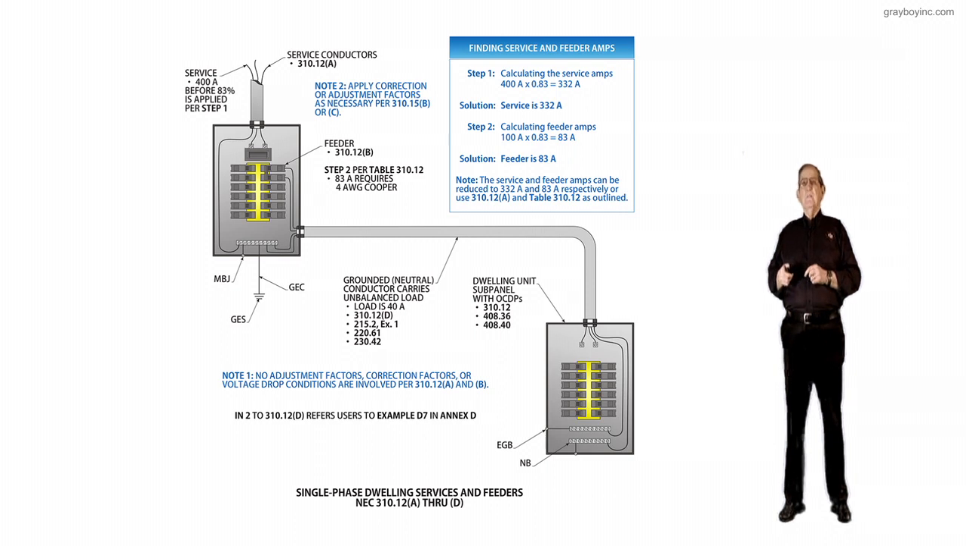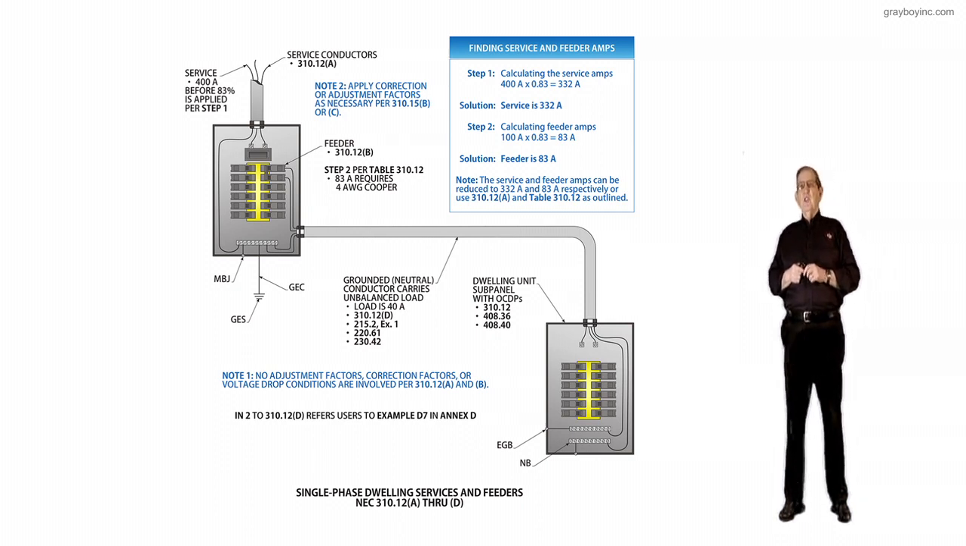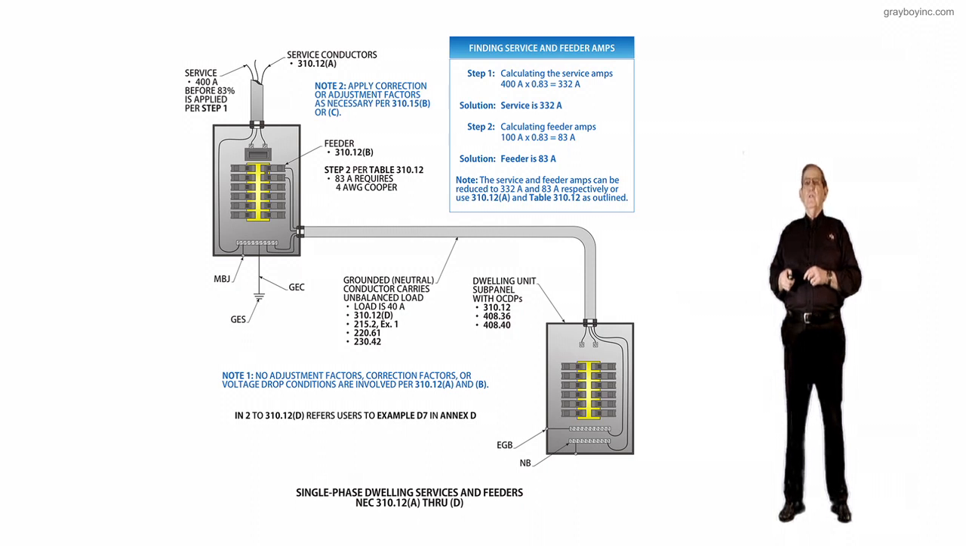Now, if you drop down to the grounded neutral, the grounded conductor carries the unbalanced current. That arrow is pointed to the conduit that contains the conductors. Notice the load is 40 amps, 310.12D as in dog. 215.2 exception one says the neutral could be figured at 100%, whatever it is. And 220.61 is how we would calculate the neutral, and 230.42 is how we would calculate the service. 215.2(A)(1) would be how we'd calculate the feeder, but with these dwelling unit requirements, it's just a little different.